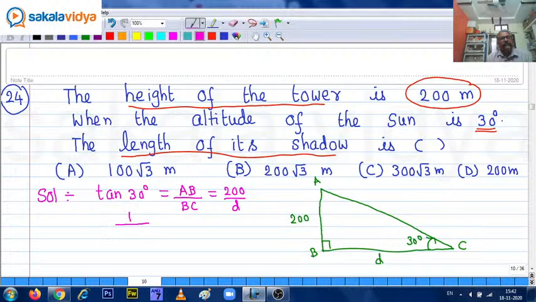Tan 30 is 1 by root 3, which is equal to 200 by D. Cross multiplication: D equals 200 root 3.